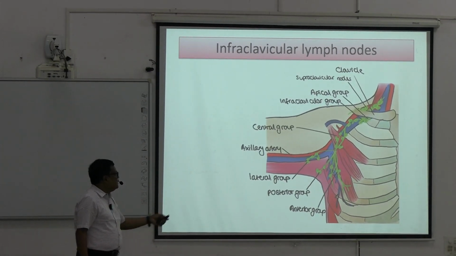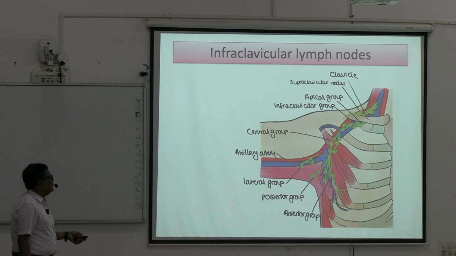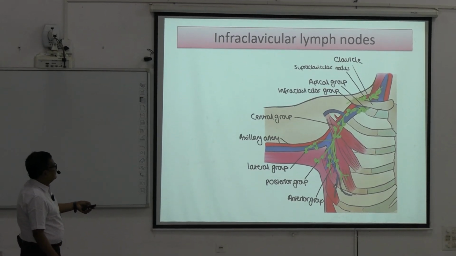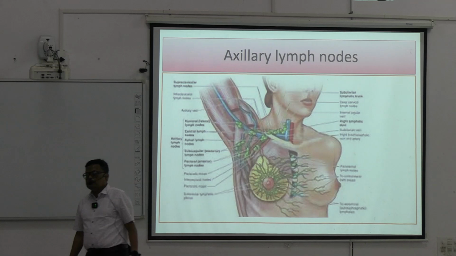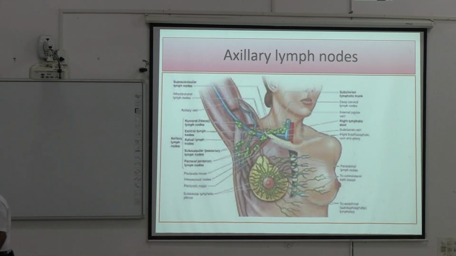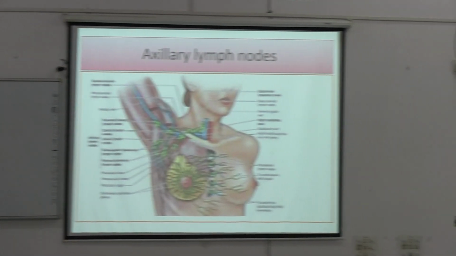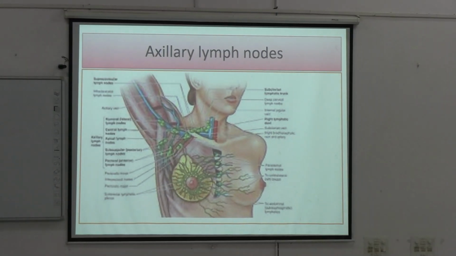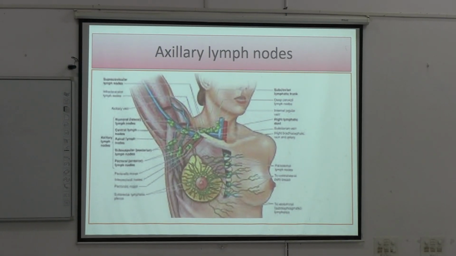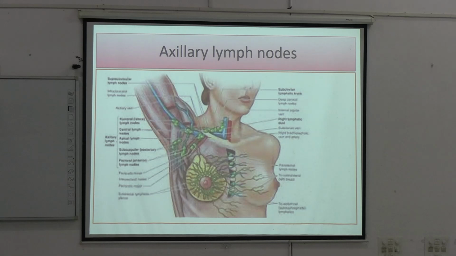So this is the schematic diagram showing the different lymph nodes. First and most important, and also important for your examination, is the axillary lymph nodes. Axillary lymph nodes are 20 to 30 in number. As I have told you, when there is a good number, we try to classify.